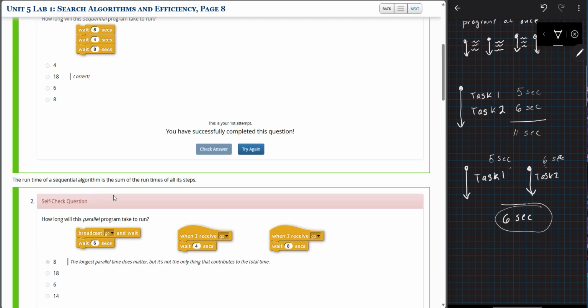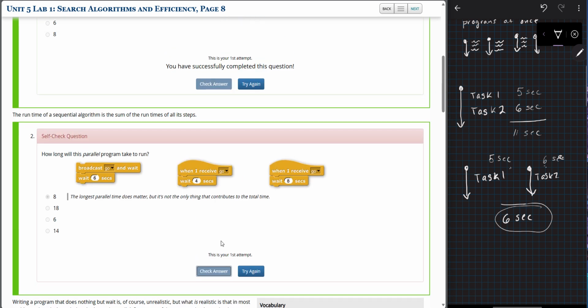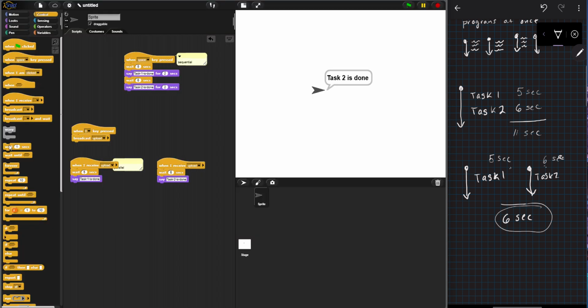Oh, it's right. I don't know why I went red. Wait, it's wrong? Oh, it would be 14. Sorry. This is just because it has a broadcast. Then this would finish, which would take 8 seconds, and then this is another extra 6 seconds. It would be the same as having an extra something here. So this would take 7 seconds. My bad.